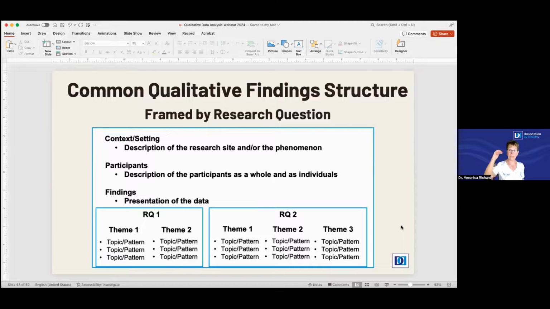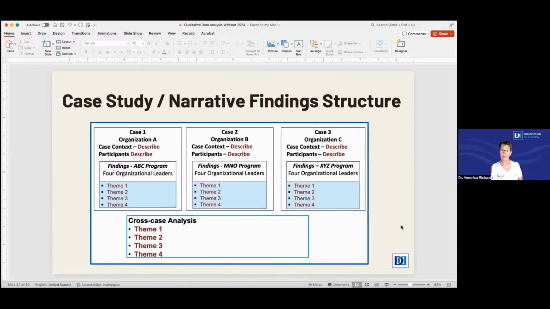If so, this is how your writing might be structured. Okay, you would do the same thing, context, setting, participants, and then the findings would be separated into, if there were 2 research questions, research question 1 and research question 2. And then here is a representation that would be appropriate for case study or narrative findings. And that's where we have, say, 3 participants in the narrative aspect, or case study, actually. It could be an organization or it could be a person.